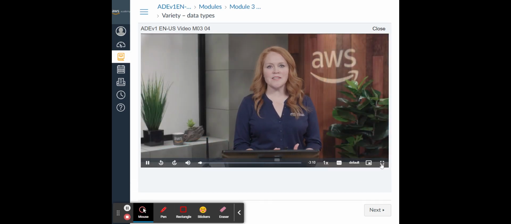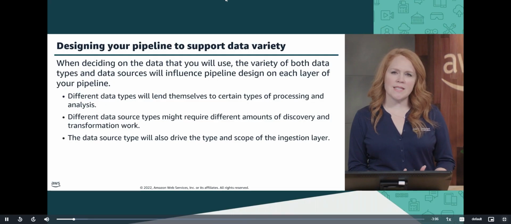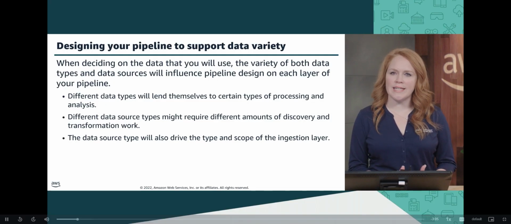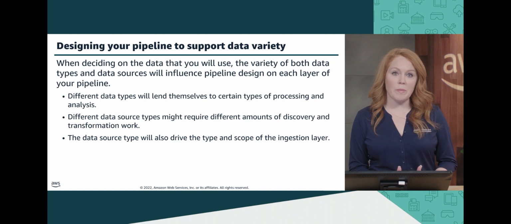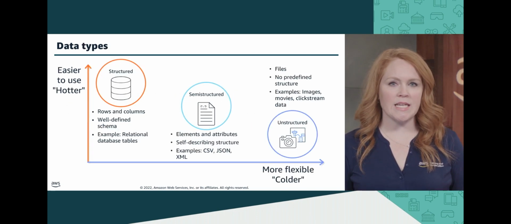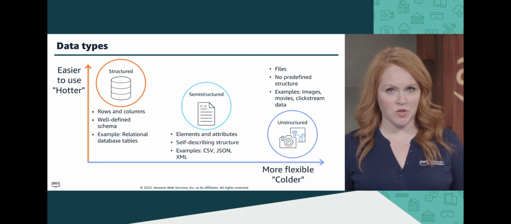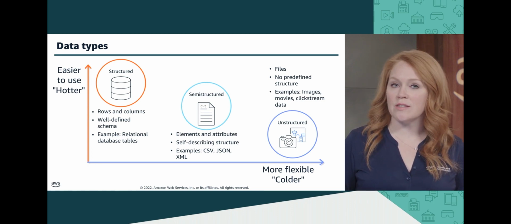This section discusses the variety of data types that you will need to use in your pipeline. In this section, you will learn about a few general data types. This section will be followed by one about data source types. These sections will help you start to think about how these characteristics will influence the decisions that you make for your data pipeline. You can separate data into three general types: structured, semi-structured, and unstructured.